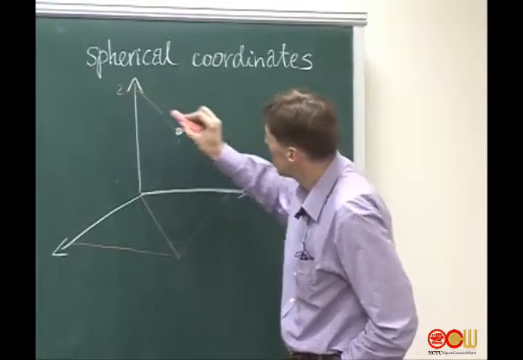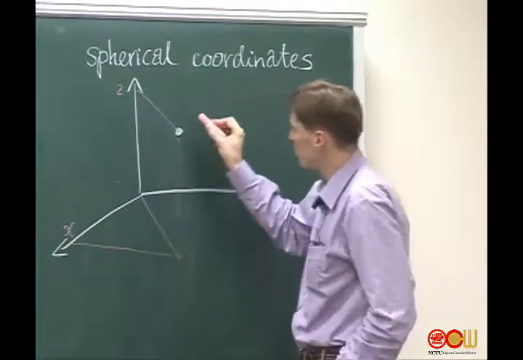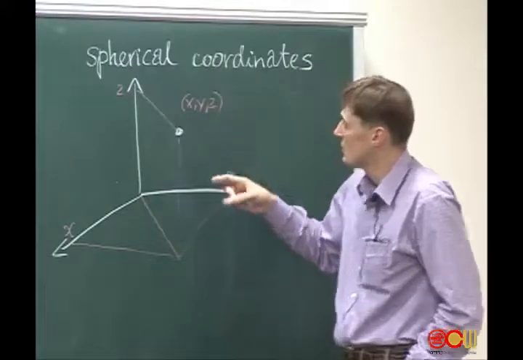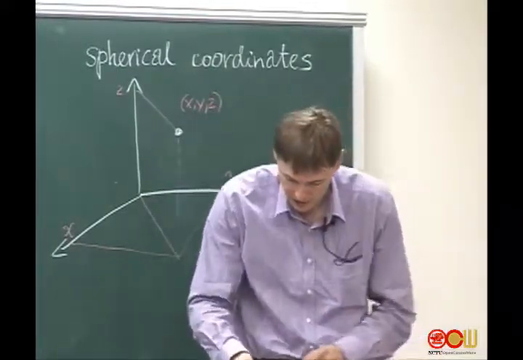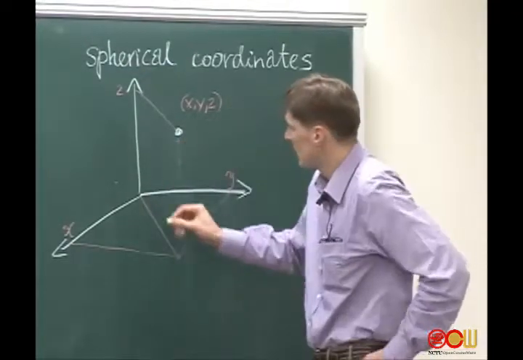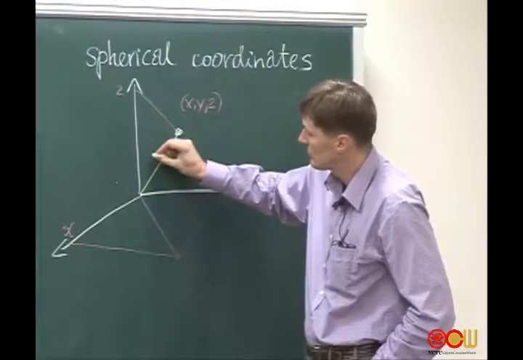In the z, y, and x. So this point has the coordinates x, y, and z in this Cartesian frame. Now we introduce the new system of coordinates. They will be given in green. First coordinate is the distance from 0. It's called r.